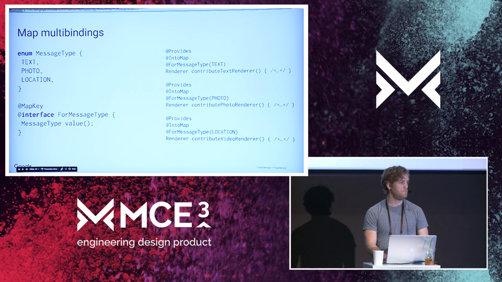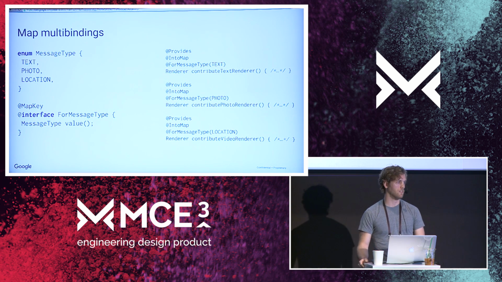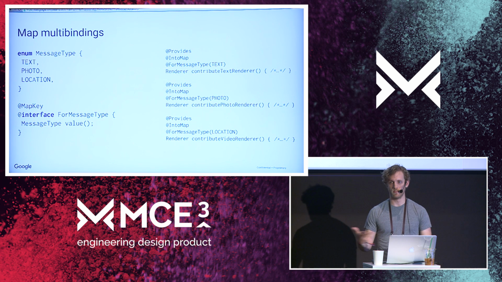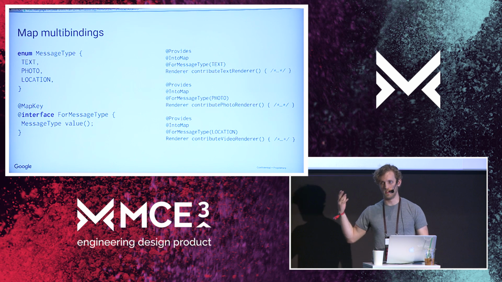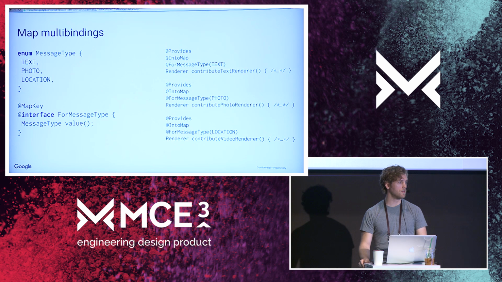Well, if you imagine that, for each of these messages, there's an enum. Yeah, I know. We'll debate about that later. But there's an enum for message type: text, photo, and location. You can introduce a new annotation that is map key. And map key just says, here's what type of message it is. And now, just like set bindings, you can aggregate these all together. In this case, we're going to aggregate renderers. Renderers being how you turn that message into something that shows up for the user.